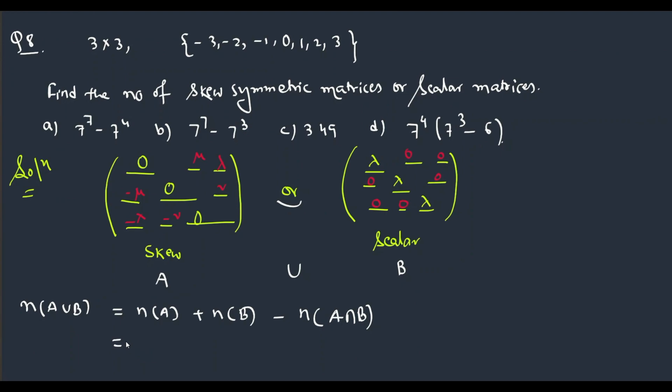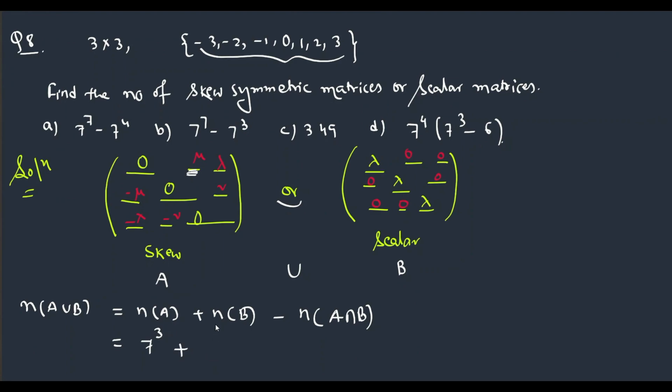Now, to form a skew symmetric matrix, first of all you have to put 0 in all the diagonal elements. Now this position you can fill in 7 ways. If you fill the upper 3 positions, suppose this position you are taking, you have 7 options, but for the mirrored position you have only one option. Whatever you insert, you just take the same number with opposite sign. So you only have to fill 3 places, the other 3 places are fixed by the nature. For each place you have 7 options, so it will be 7 power 3. So n of A is clear.